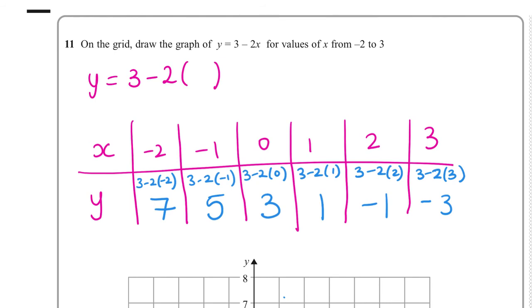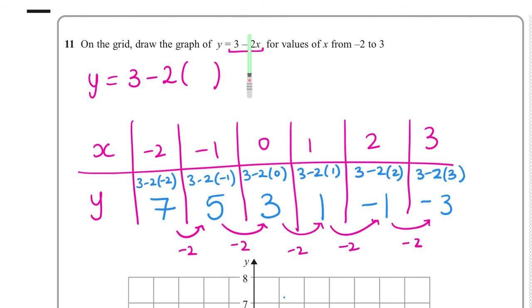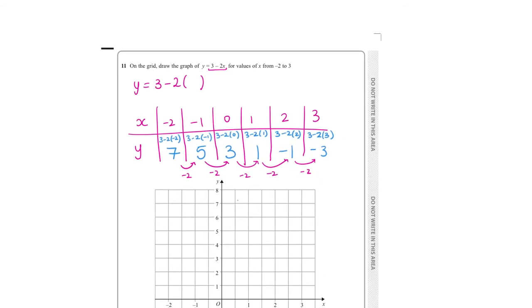Because this is a straight line graph, it should go the same distance. How do I get from 7 to 5? Minus 2. How do I get from 5 to 3? Minus 2. 3 to 1? Minus 2. 1 to minus 1? Minus 2. Minus 1 to minus 3? Minus 2. This is how I know I'm right. The difference will always be minus 2 because that is our gradient. I can now plot the graph.